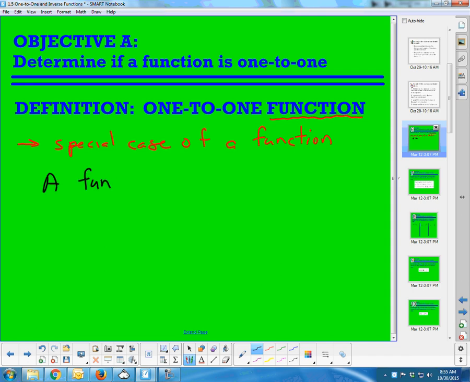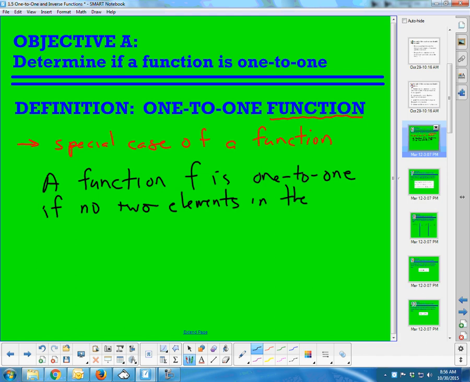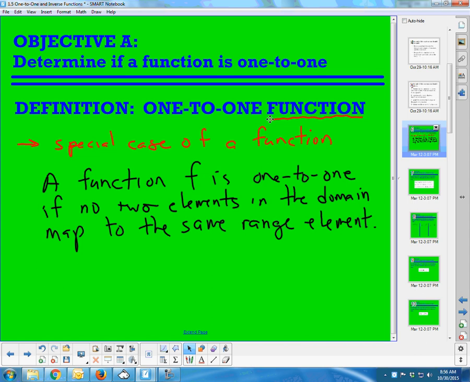a function f is one-to-one if no two elements in the domain map, or pair with, we can use the word map here, map to the same range element. And that's the formal definition.